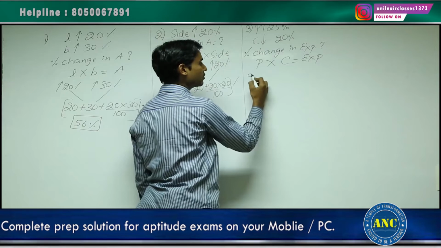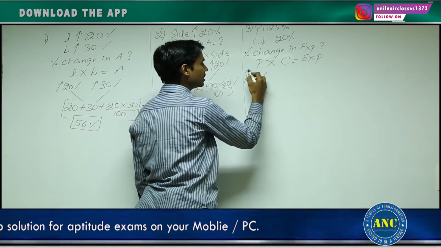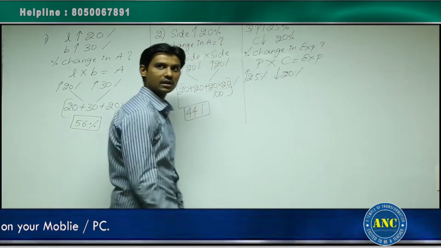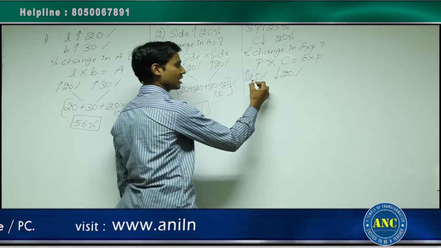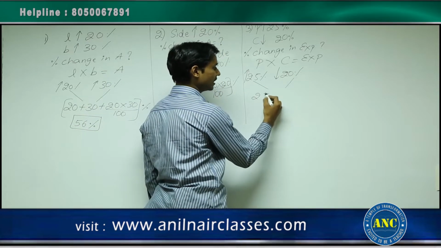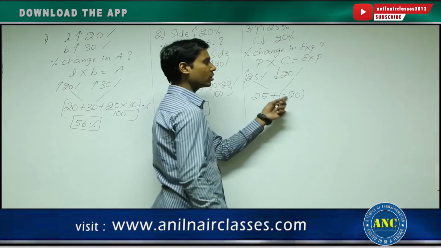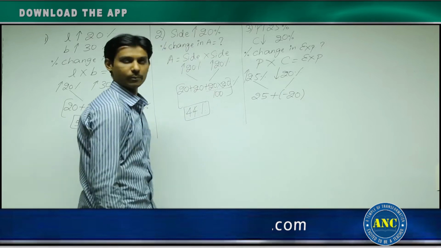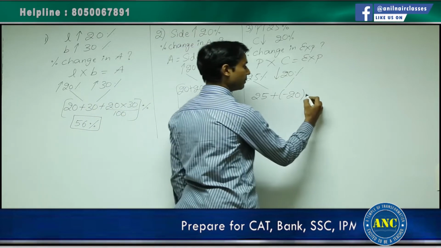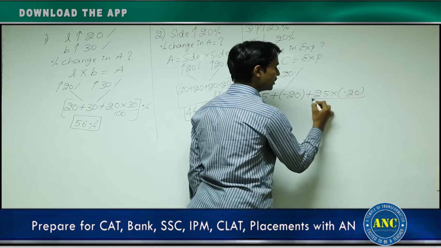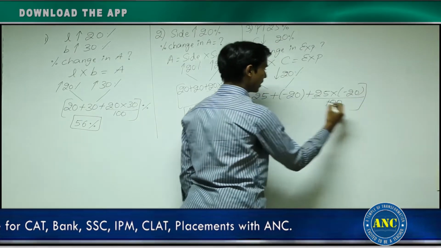Price increases by 25%. Consumption decreases by 20%. Same logic, two percentage changes. Apply successive percentage. It is nothing but A plus B plus A into B by 100%. B is minus 20 because it is a decrease, so I am putting a negative sign. That gives 25 minus 20 plus 25 into minus 20 divided by 100%.